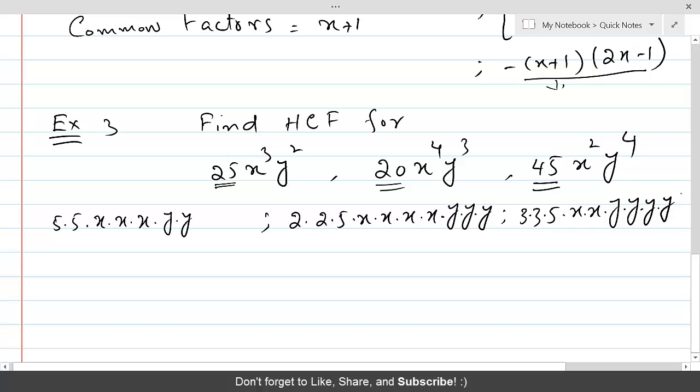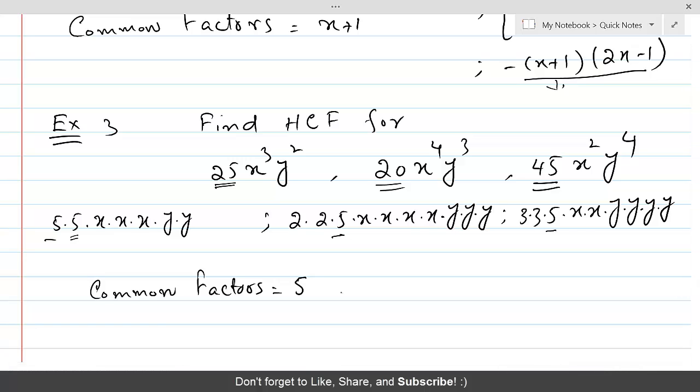Now let's see how many times 5 is common. If 5 is here, 5 is here, and 5 is here, so 5 is one time definitely common. Now take a look at another 5. There is a 5 here, but there is no second 5 in the other polynomial. We have already taken that 5 common, which one was there. Therefore, there is only one 5 that can come among the numbers.